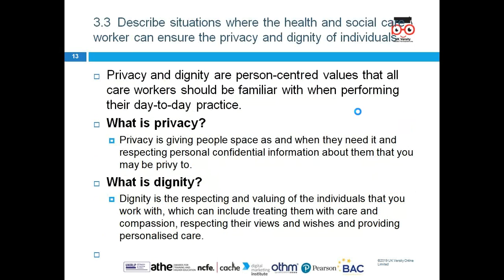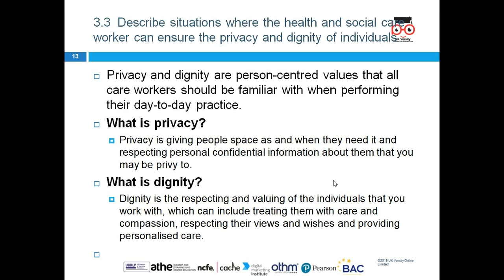So 3.3, and this is where you're describing situations where the health and social care worker can ensure privacy and dignity of an individual. First, I'll go over what privacy and dignity is, then I'm going to be asking you a question, so be ready. Privacy and dignity are part of person-centered values. We've all seen this over and over in the past few lessons.